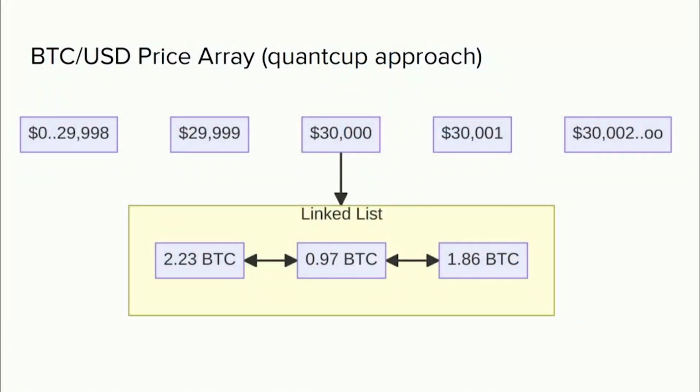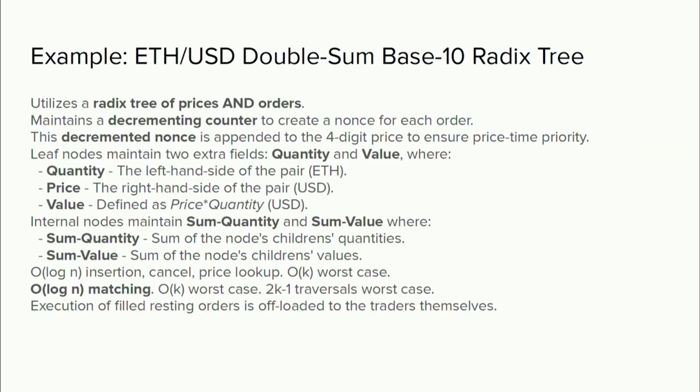It basically looks like this. It's very similar, except that the top row is an array, and each item there is a bucket in the array, which points to a linked list of orders. So it looks very similar to what we saw before. Our approach is a little bit different. I'm going to be showing you an example of our tree. In reality, we use a base 2 radix tree, but for simplicity's sake, I'm going to make it a base 10 tree so that it's more understandable for everyone here.